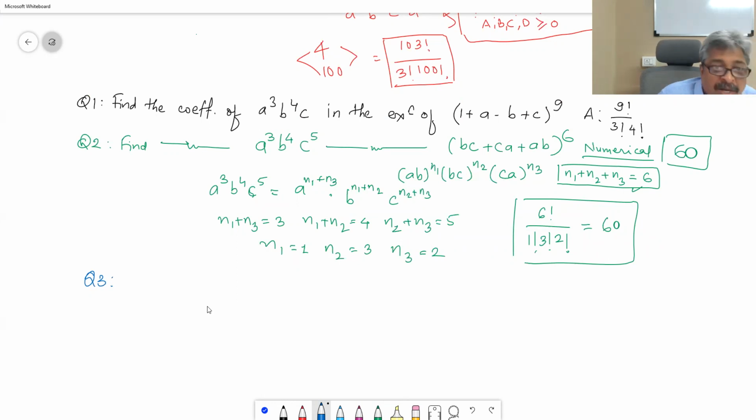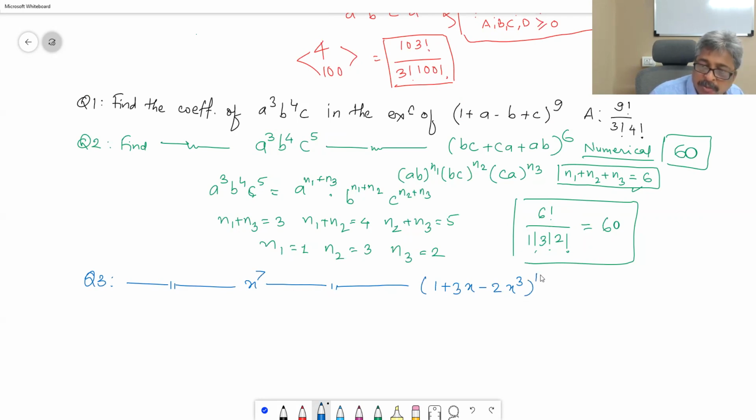Question number 3. Find the coefficient of x raised to 7 in the expansion of 1 plus 3x minus 2x cube raised to 10. Answer numerical.